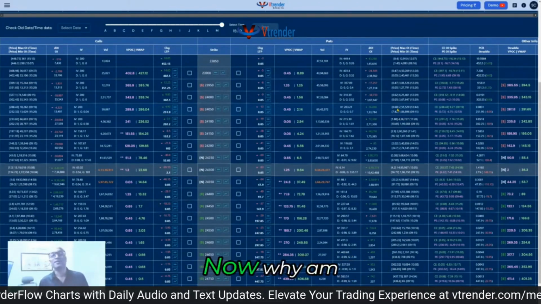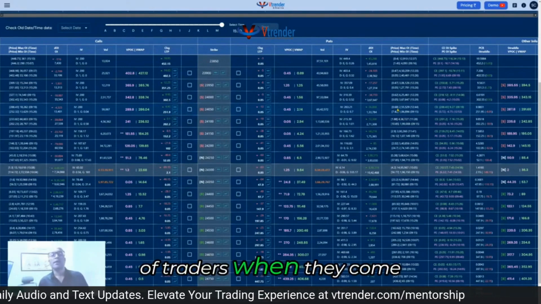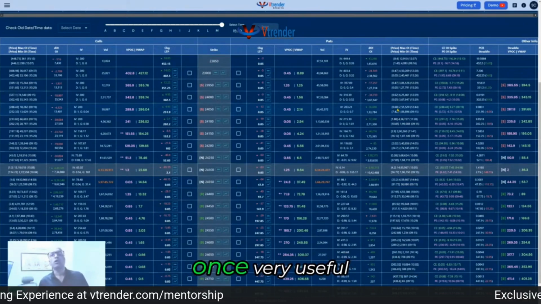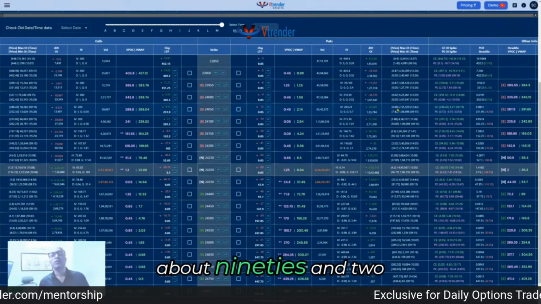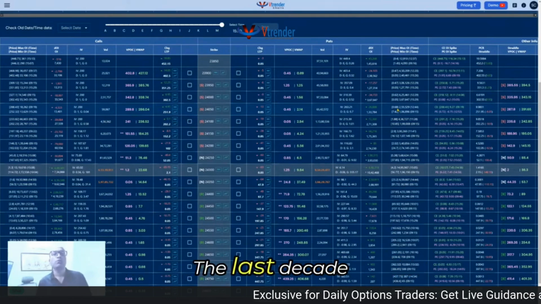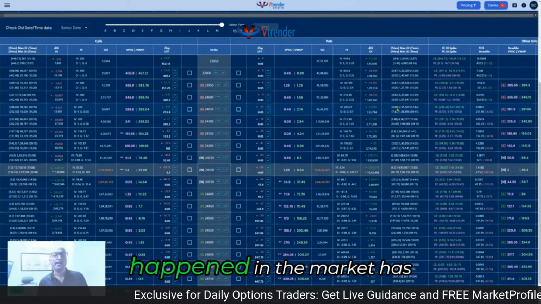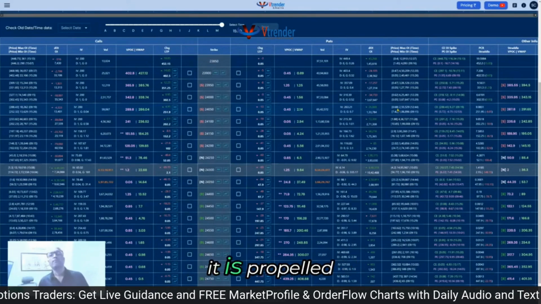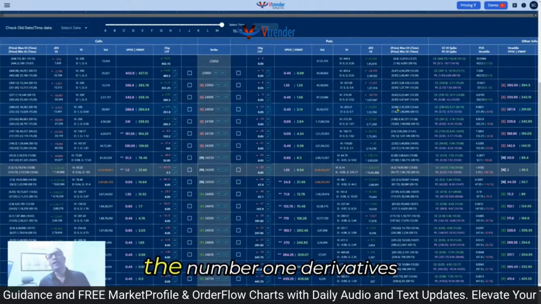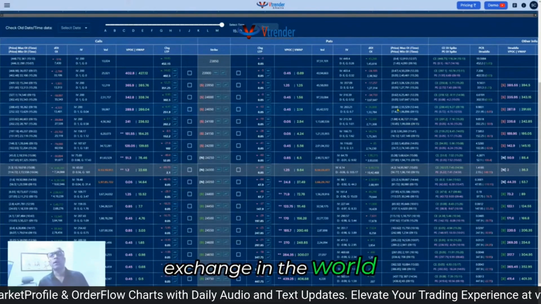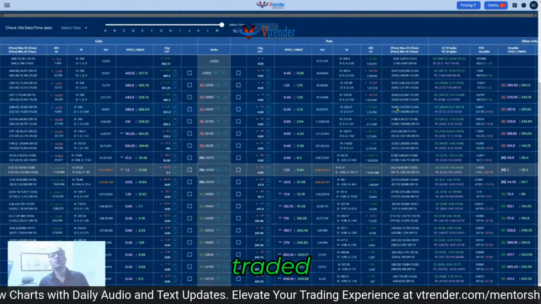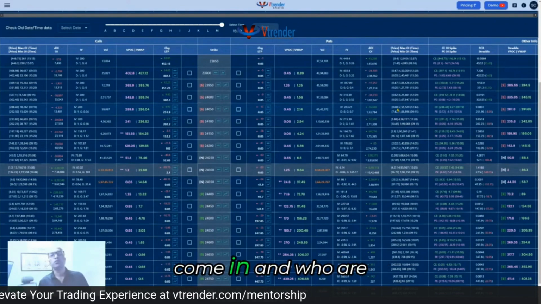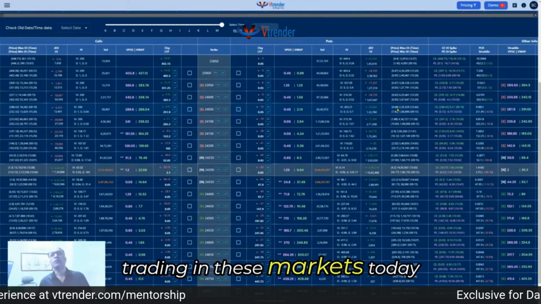The game has changed. Now why am I saying that? Because a lot of traders when they come to the markets, they are focused on a lot of trading strategies which were once very useful, but back in about the 90s and 2000s and 2010. The last decade, the kind of change which has happened in the market has been astronomical, a big, huge impact. It has propelled NSE to be the number one derivatives exchange in the world in terms of contracts traded. And it's not just retail traders, it's a lot of institutions from overseas who have come in and who are trading in these markets today.